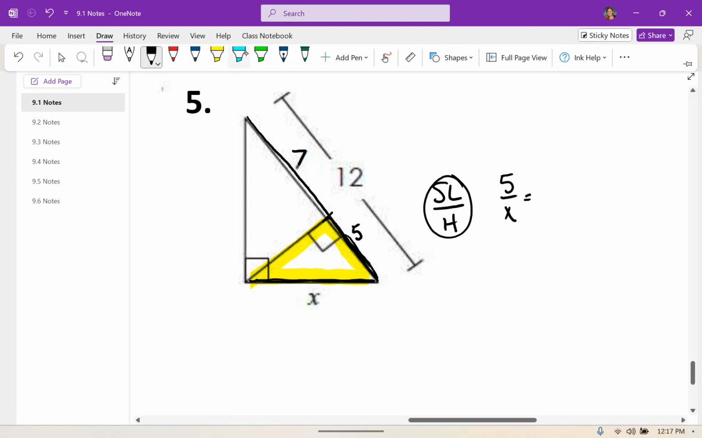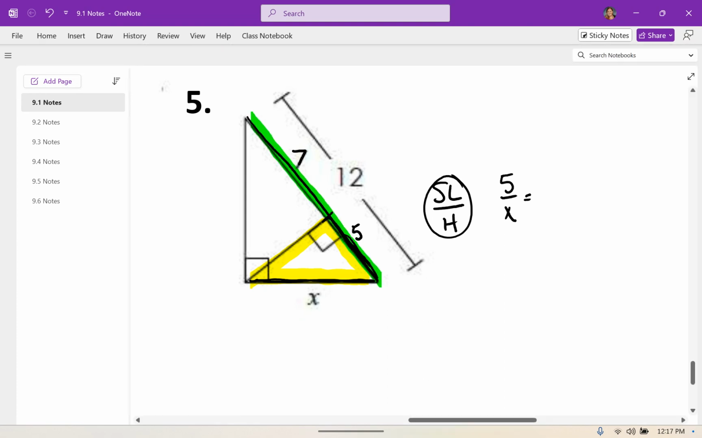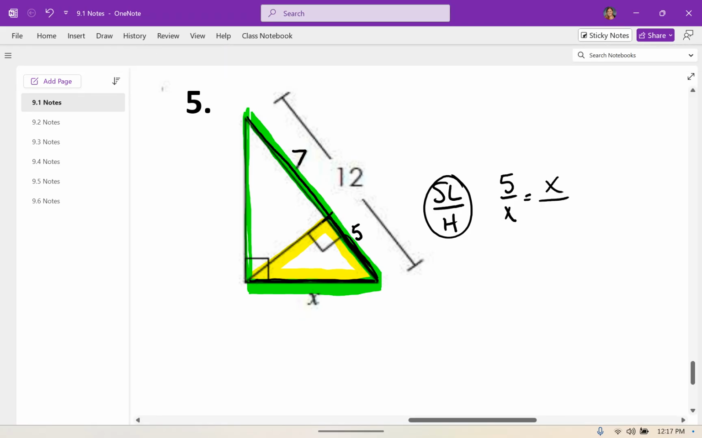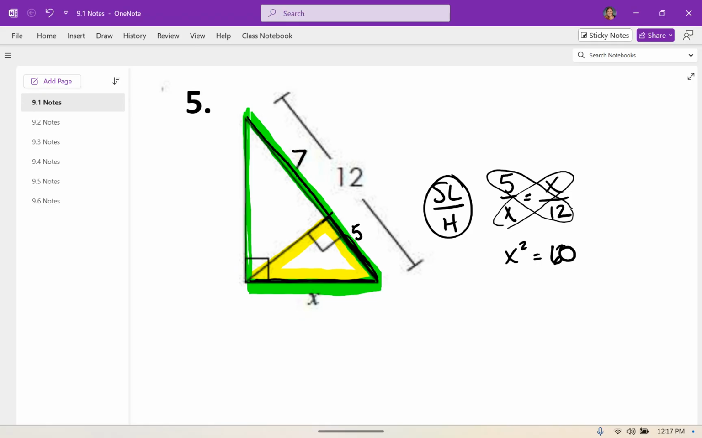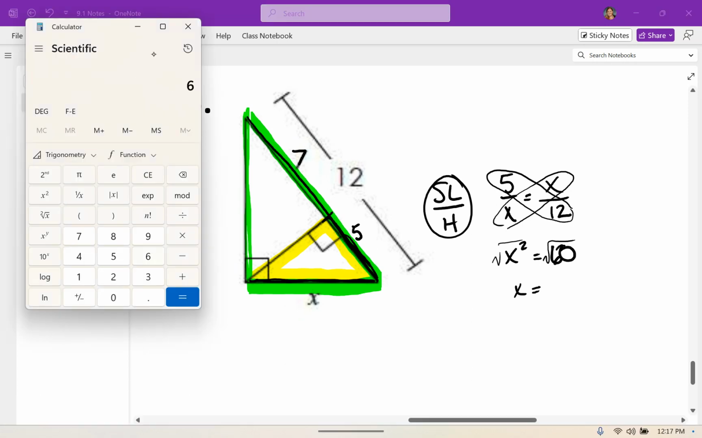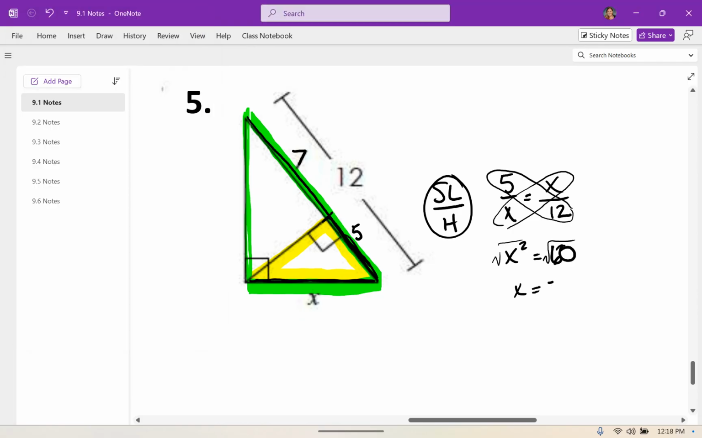Okay, and if I'm looking at the outer triangle, I see that the short leg is X, and the hypotenuse is 12. Okay, so it's very similar to the last problem, right? X times X is X squared, and 5 times 12 is 60. Okay, so then we take the square root, and X is the square root of 60, which is 7.7459. I want to say that's 7.75.